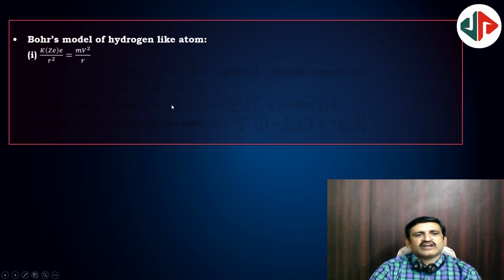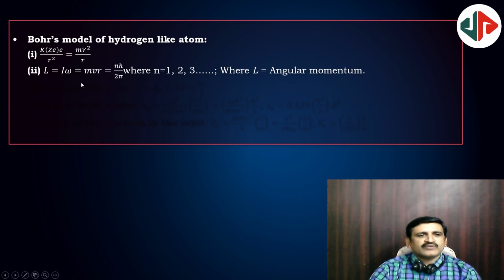Bohr's model of hydrogen-like atom. K Ze square by r square is equal to mv square by r, where k is 1 by 4 pi epsilon naught, and L is equal to I omega, that is equal to mvr equals nh by 2 pi, where n equals 1, 2, 3, 4, and so on, n is the principal quantum number, and L is angular momentum.